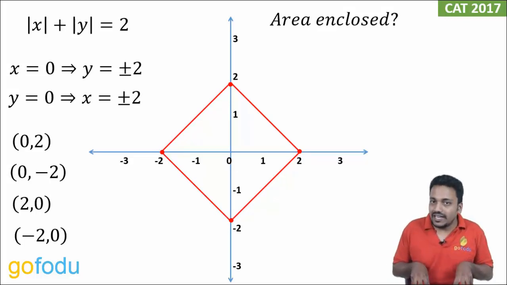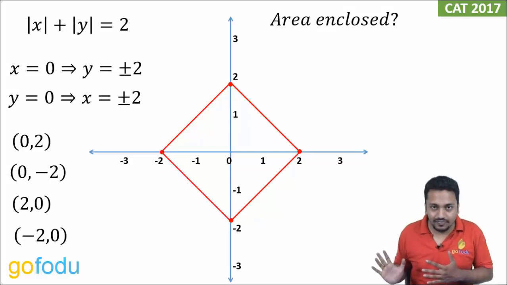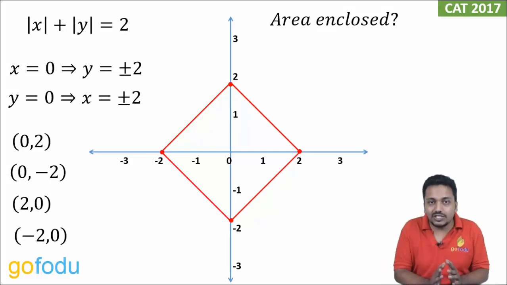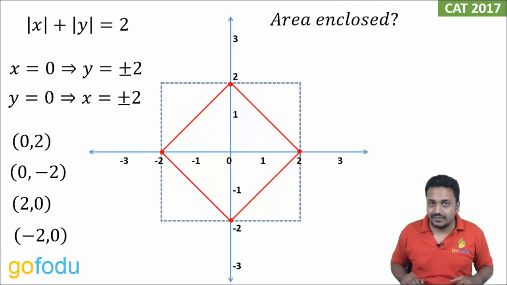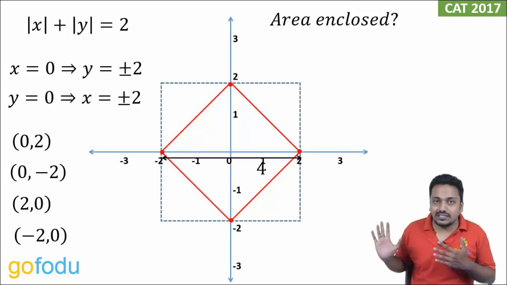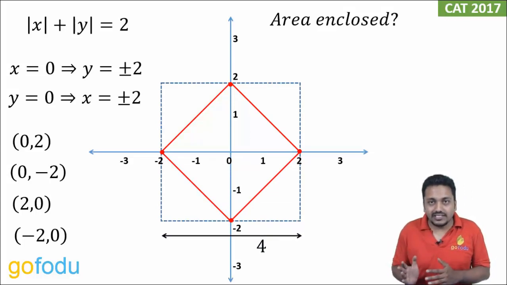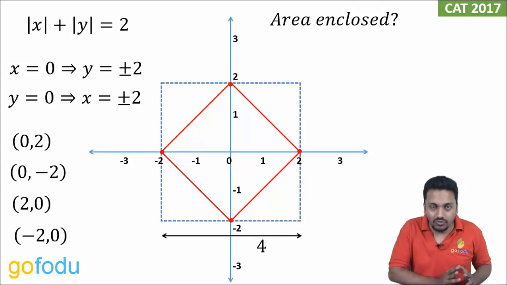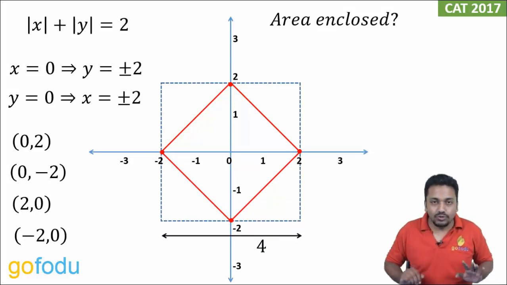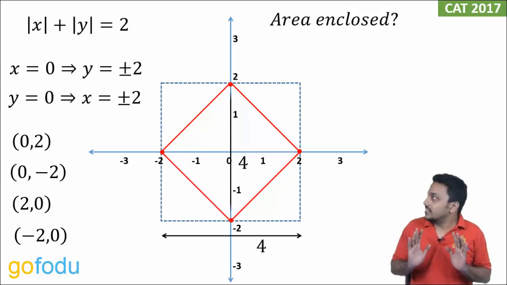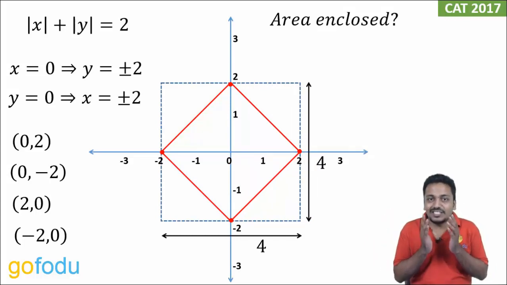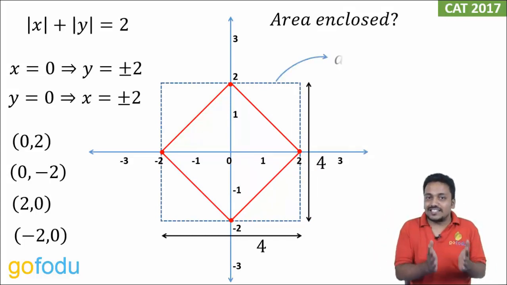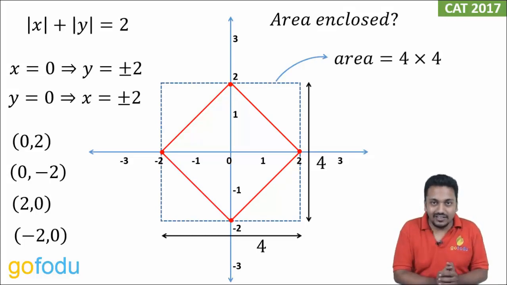Now we have to find the area enclosed within this graph, and the easiest way is to make a rectangle like this. Now this distance is 4 units from x is equal to minus 2 to x is equal to 2. That's 4 units. Similarly, this distance is also 4 units from y is equal to 2 to y is equal to minus 2. Basically, it's a square with area 16 square units, right?